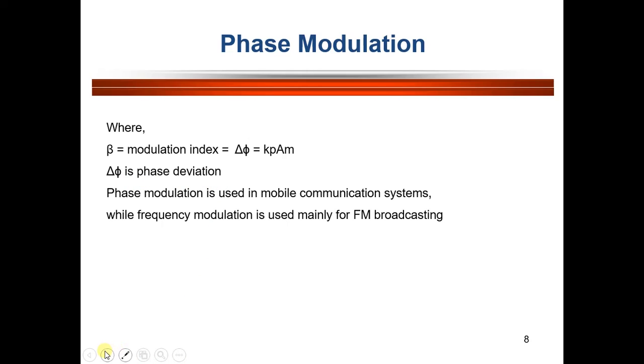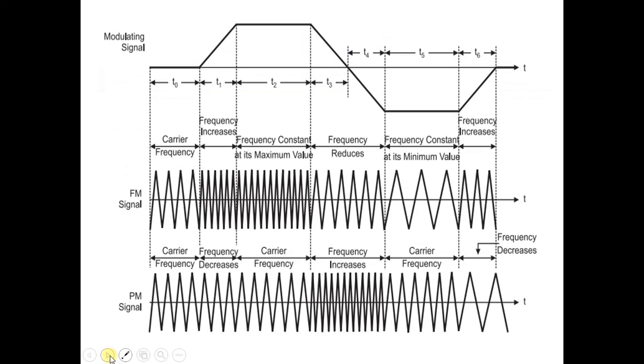Basically, the phase modulation is used in mobile communication system, while the frequency modulation is used mainly in FM broadcasting. Now, this represents the relationship between the frequency modulation and the phase modulation.